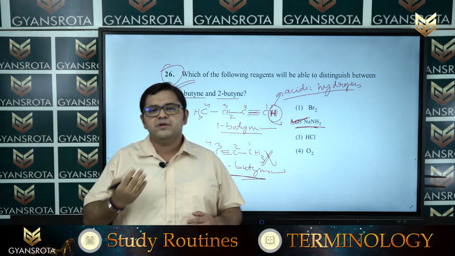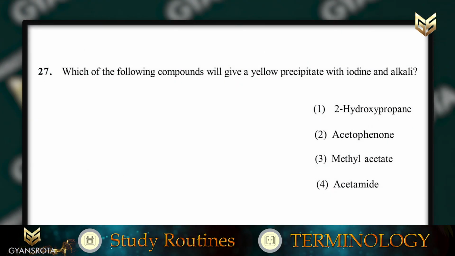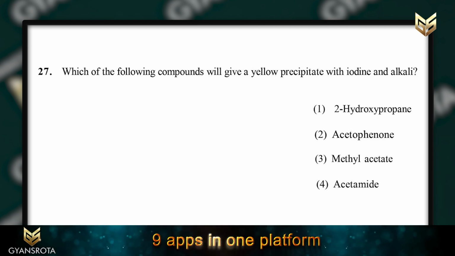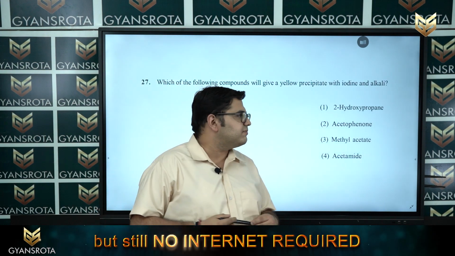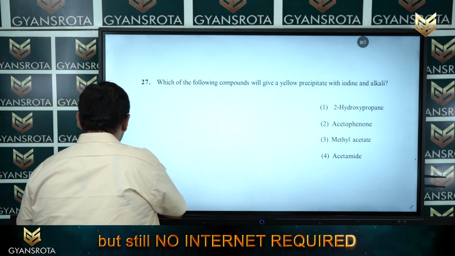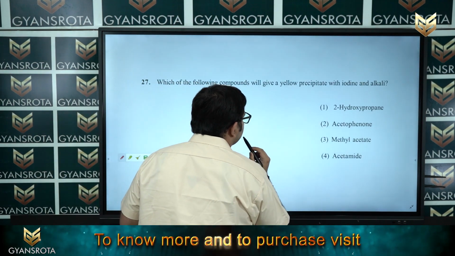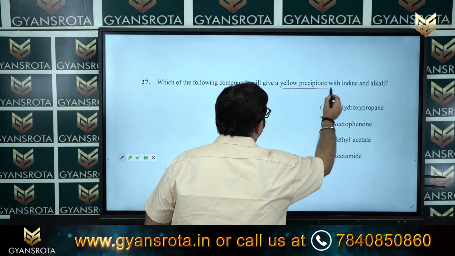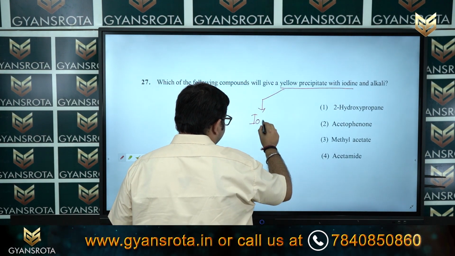So now we are moving to the next question, that is question number 27. Question number 27 is on your screen. Which of the following compounds will give a yellow precipitate with iodine and alkali? So now we are moving to the solution part. It is a very easy question. First you have to find out the key point here. They said yellow precipitate with iodine, so this is an iodoform reaction.